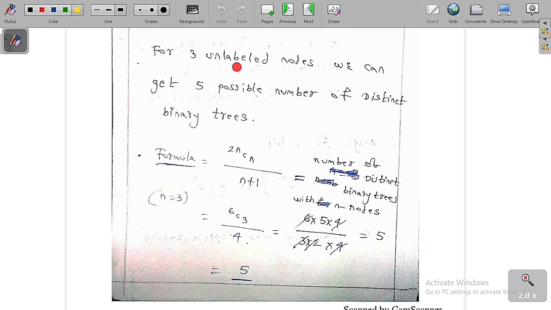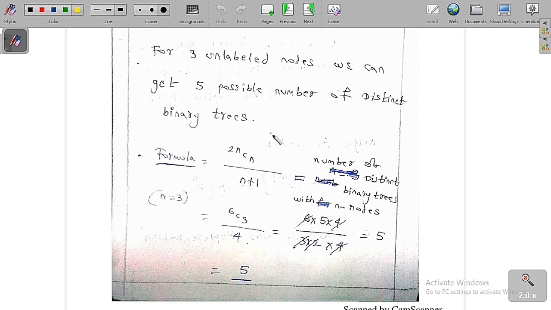So for 3 unlabeled nodes, we can get 5 possible distinct binary trees.